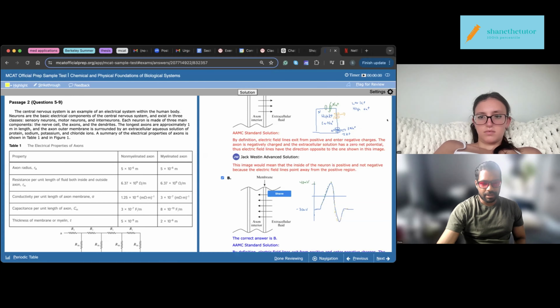So yeah, that's what happens during this depolarization. But for the resting neuron, the membrane potential is going to be negative, right? And this outside environment will be positive. So electric field lines go from positive to negative. So that's why it's B.